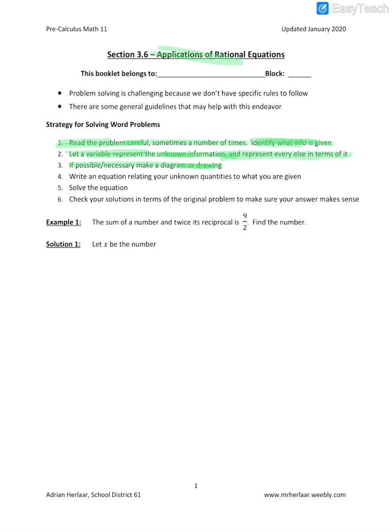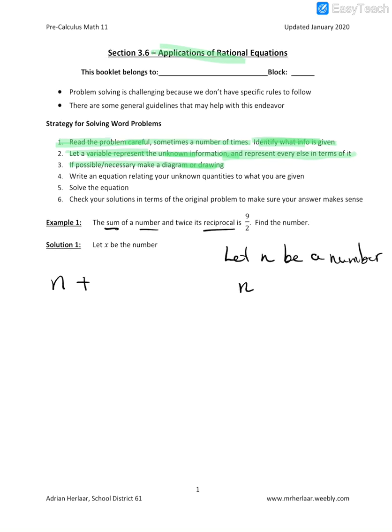Example 1. Words that jump out to me: sum, number, reciprocal. All right, so sum means plus. Number, well, I'm going to say let n be a number. So plus twice its reciprocal. So if n is the number, its reciprocal is 1 over n. Twice that is times 2, which means 2 over n. So n plus 2 over n is equal to 9 over 2. That's what I'm trying to solve.